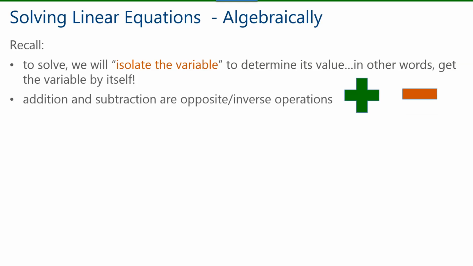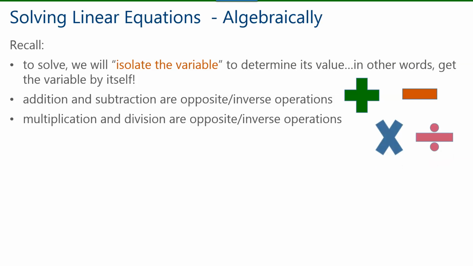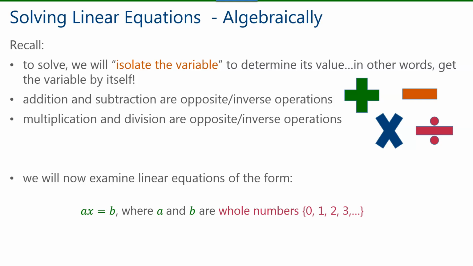In the previous lesson, the examples provided demonstrated the importance of recognizing that addition and subtraction are opposite operations. In this video and the next, we use the idea of multiplication and division being opposite operations. Now we examine linear equations of the form ax equals b, or a times x equals b, where a and b are whole numbers.